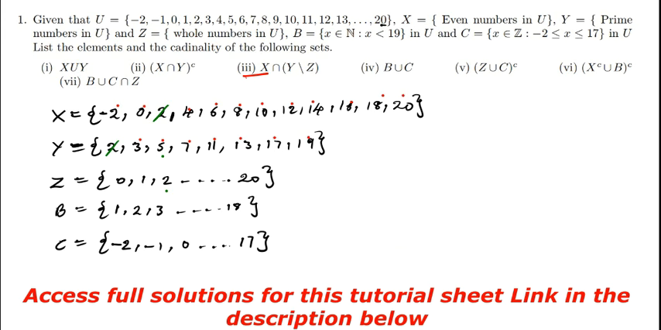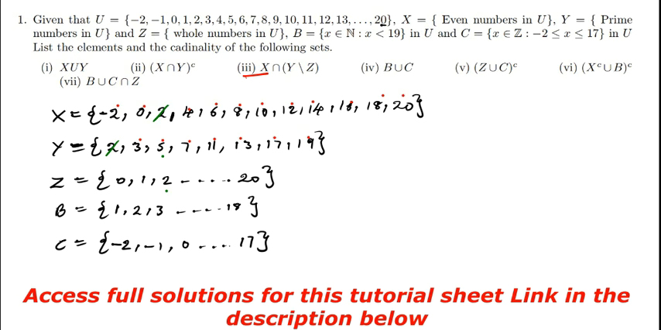So having understood that, you can answer the remaining questions here. So when we say B union C, it will be the same as the first part, which was saying X union Y. Simply add elements in B as well as in C. Then that's your answer. Then Z union C complement.